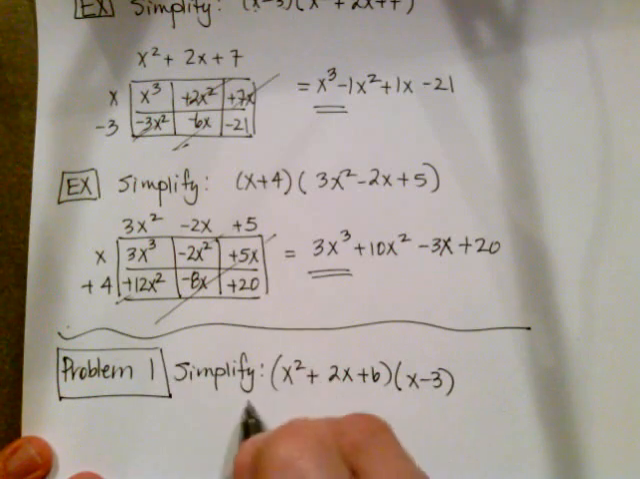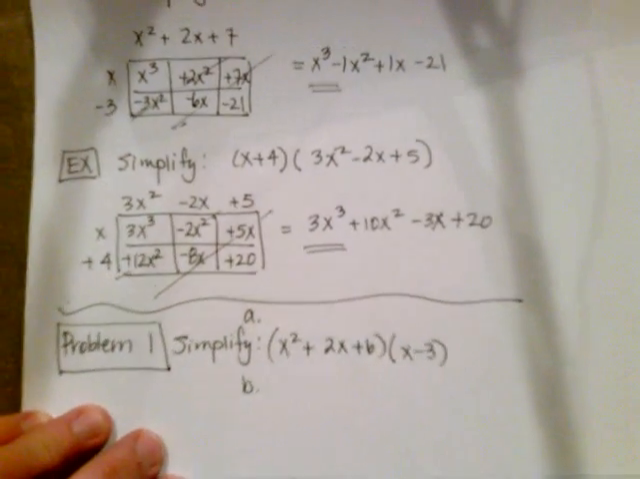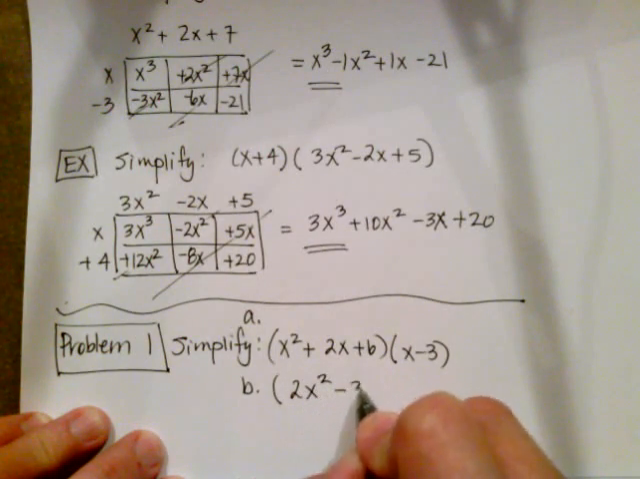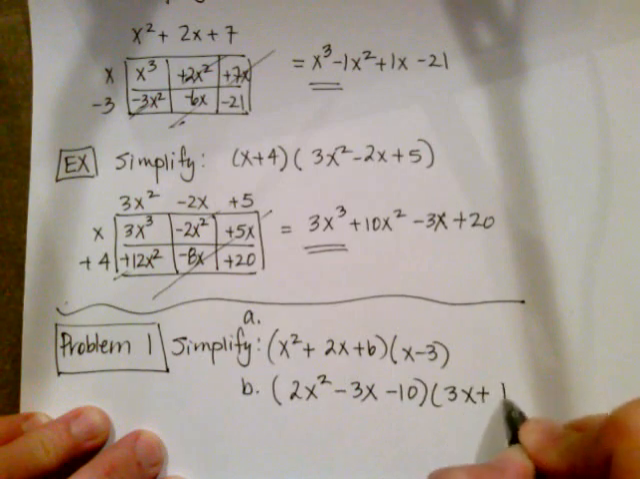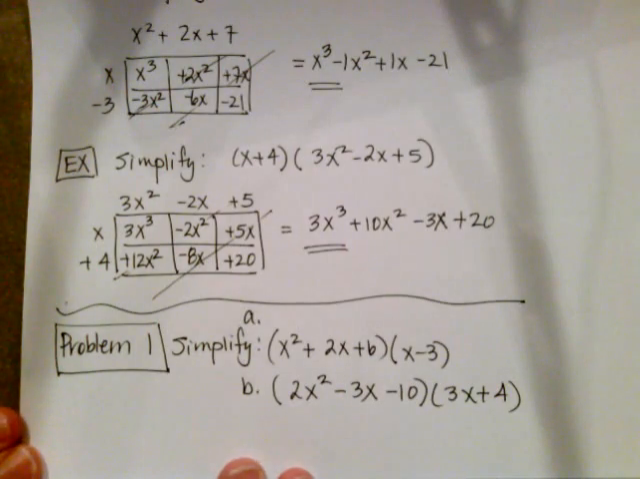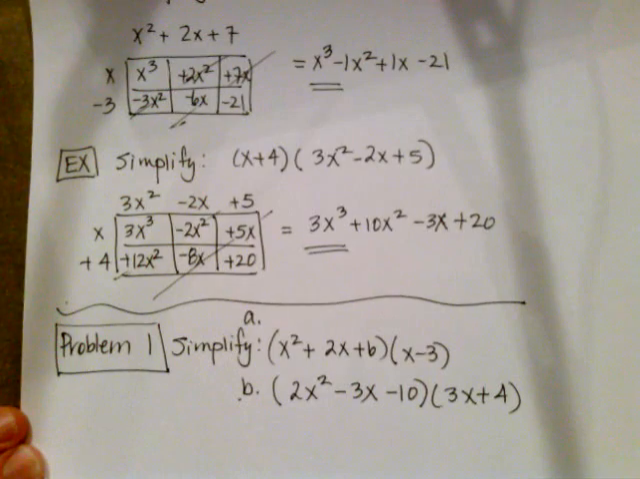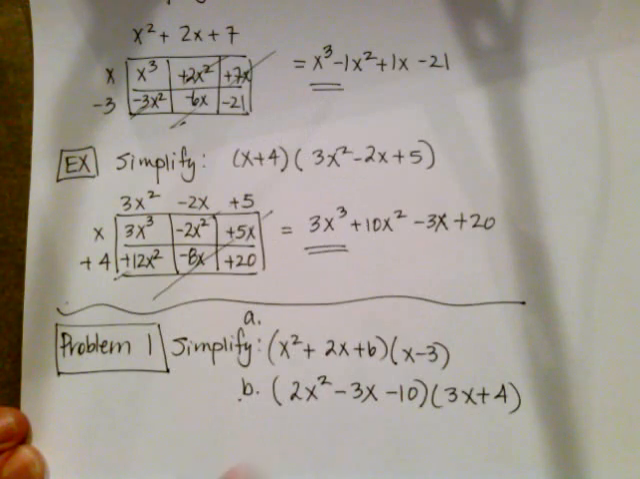That's going to be the a. Sorry, I forgot to put the a in there. And then the b has the same directions also to simplify. And I'm going to simplify 2x squared minus 3x minus 10 multiplied by 3x plus 4. So those are your first 2, A and B, to do on problem number 1. So pause your video and then make sure you report your answers, underline them, something so I know where your answers are.